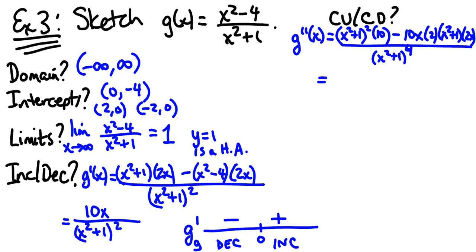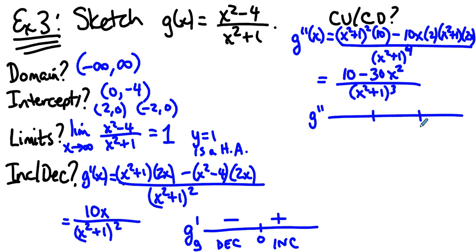Well, it turns out, and it's algebra to get you there, that this is 10 minus 30x squared over x squared plus 1 cubed, which means that G double prime has 2 special places. One of them is the square root of 3 over 3. That's about 0.577. Or negative square root 3 over 3. That's about negative 0.577.